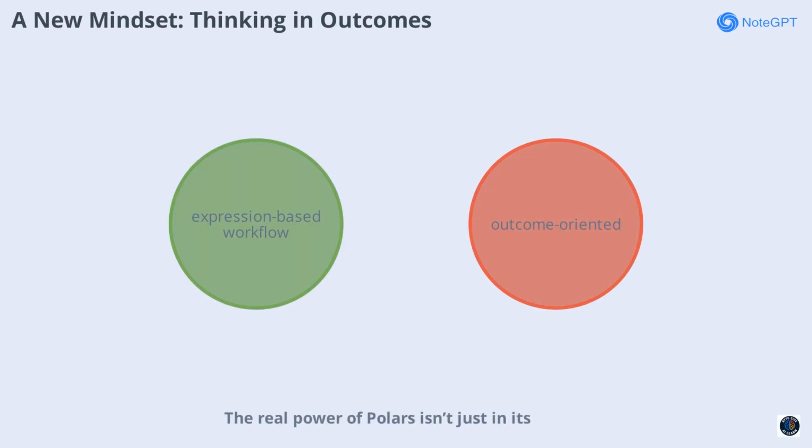The real power of Polars isn't just in its speed, it's in how it changes your approach to data manipulation. Instead of thinking about each step, you focus on the outcome you want. By chaining expressions, you give the Polars optimizer a complete blueprint, and it figures out the most efficient way to build your result. This mindset shift is key to unlocking the full potential of Polars.